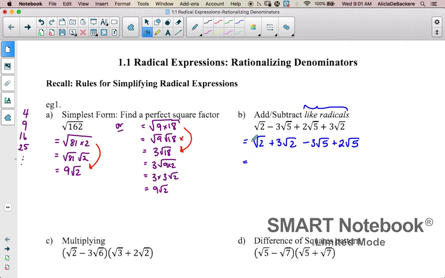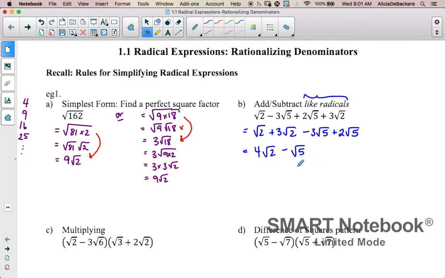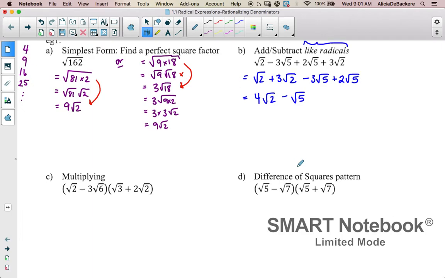And then I can just say here I've got 1 root 2 and I'm adding 3 more root 2s, so I have 4 root 2s. And here I've got negative 3 root 5s and I'm adding 2 root 5s. So negative 3 plus 2 gives me negative 1 root 5s. And you can write the 1 if you want, but I find it simpler just to get rid of the 1 coefficients. All right, the next thing that we're going to review is multiplying.